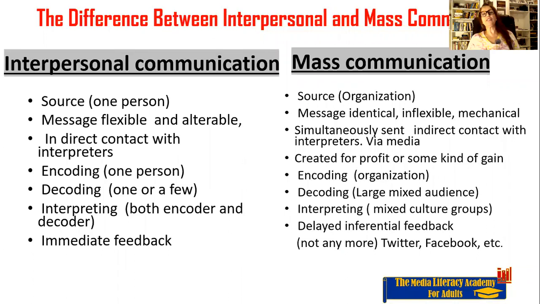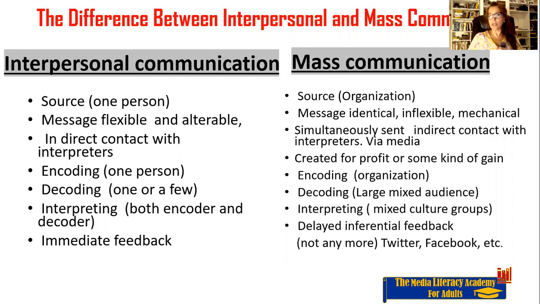Let's look at more differences between interpersonal and mass communication and talk about why it's important for us to understand those differences when we study media literacy. So we saw that interpersonal communication is one person sending a flexible message that can go back and forth in direct contact, in person, on the phone, or nowadays on video chat. The receiver decodes and interprets, and then both encode and decode to continue the conversation. There's always immediate feedback.